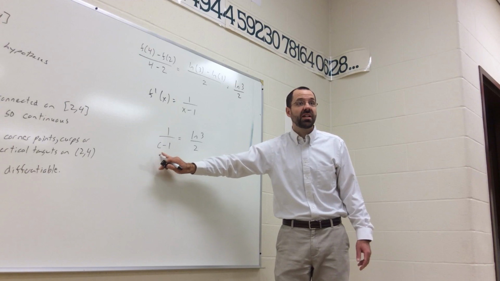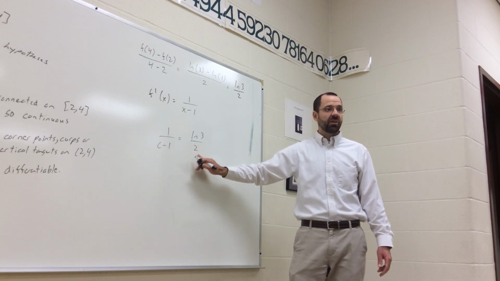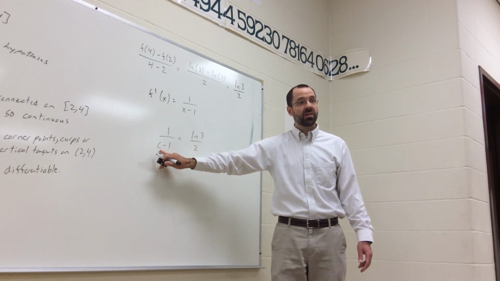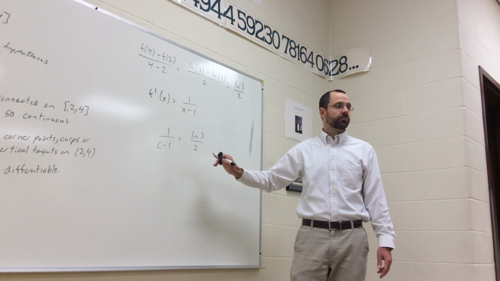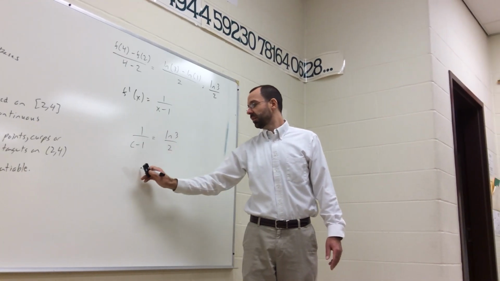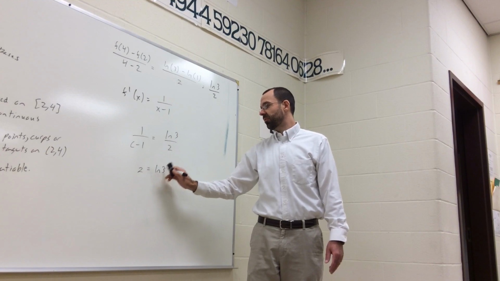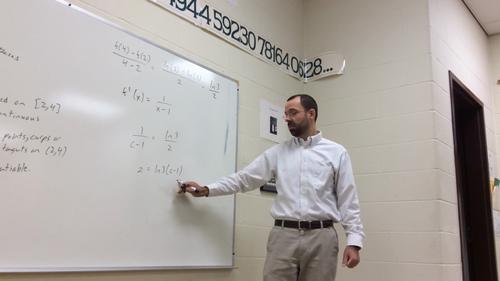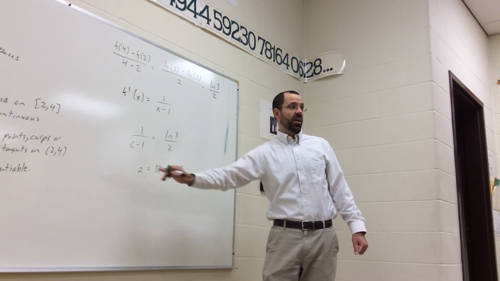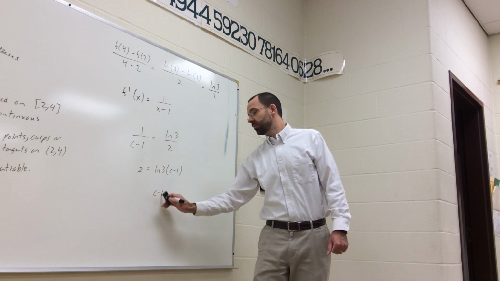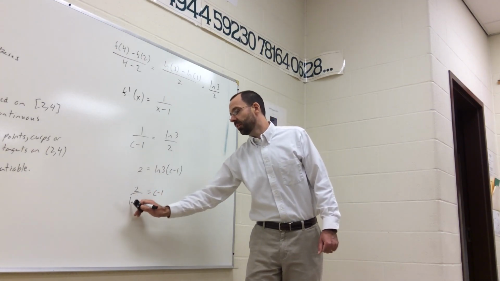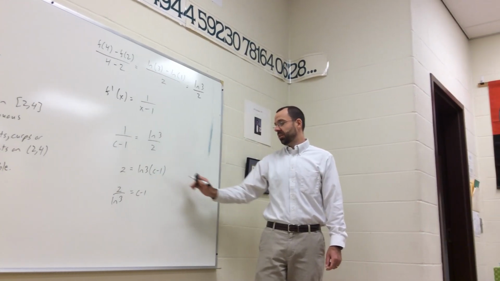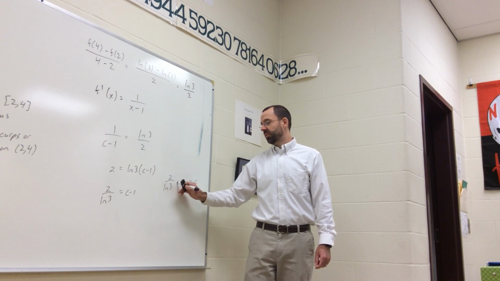There's a place where the instantaneous rate of change is equal to the average rate of change. And I had already calculated my average rate of change. So now I'm going to try to solve for that x value where they're equal. So then you cross multiply. So we got 2 equals natural log of 3 times c minus 1. Then divide the natural log 3 to the other side. So c minus 1 equals 2 divided by natural log of 3. So c is 2 divided by natural log of 3 plus 1.